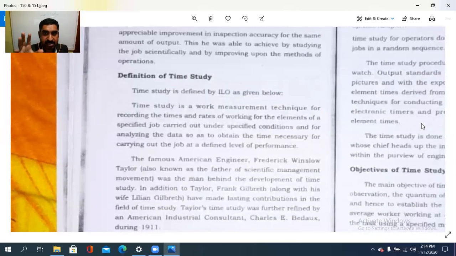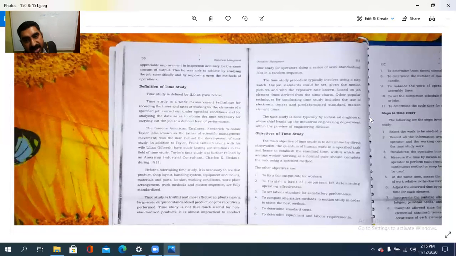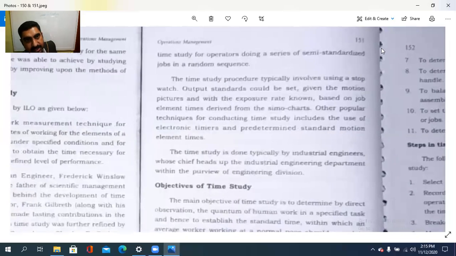It is a work measurement technique for recording the times and rates of working for the elements of a specified job that is to be carried out under specified conditions also, and for analyzing the data so as to obtain the time necessary to carry out some operations at a defined level of performance. So that is how the International Labour Organization defines a time study.